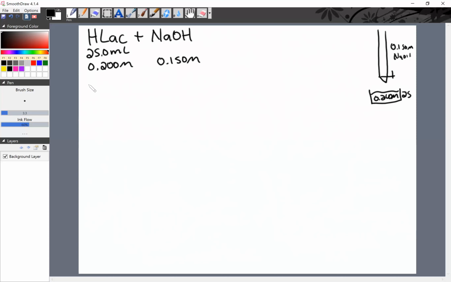All right, first question. What equations am I going to use during this titration? So before the titration begins, it's just lactic acid. Whoa, that's supposed to be a C.